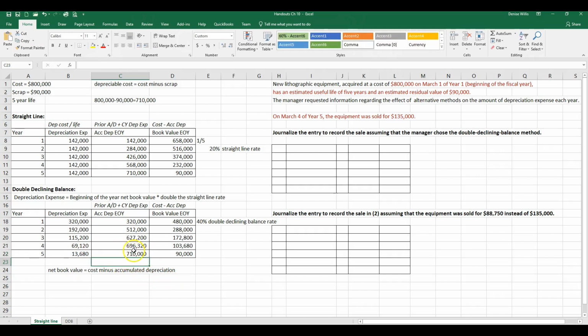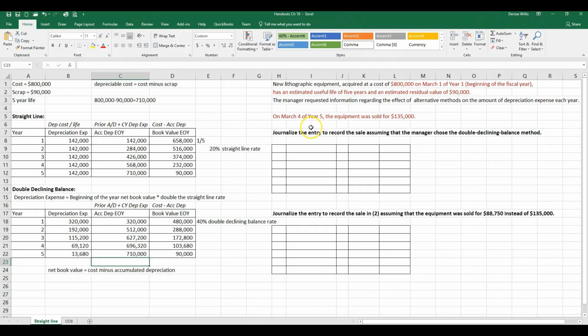Our accumulated depreciation is now $710,000. Remember, that is our depreciable cost, and we have left this at $90,000. So the last year, remember, you drop in what you want your book value to be, which is scrap, and you just force it. This right here is a plug number to make all the rest of this true. Okay, so now we've finished all the depreciation calculations.